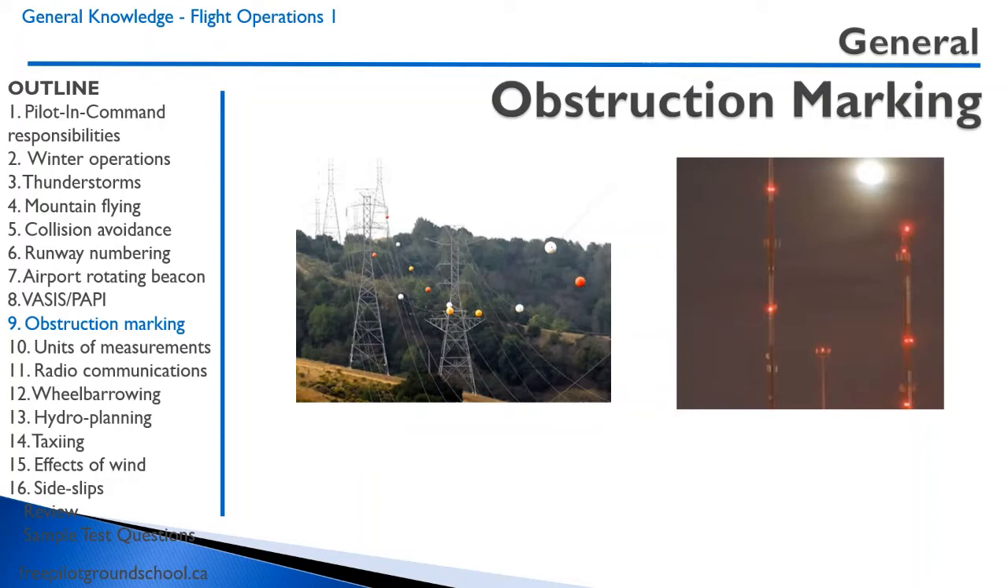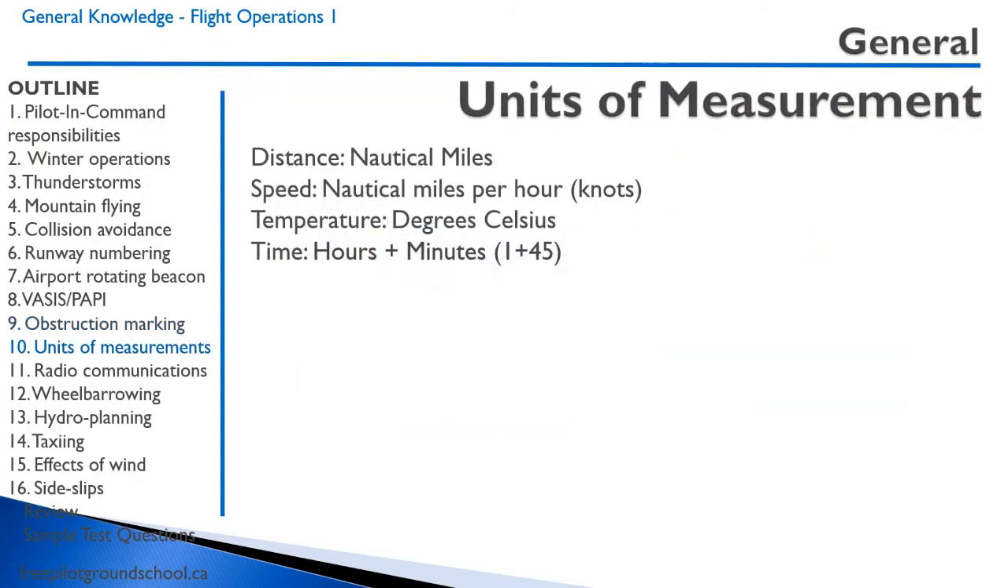You want to obviously stay above or well above the height of the towers. In aviation in North America, we use nautical miles for distance. Speed is in nautical miles per hour, also called knots. Temperature is given in degrees Celsius, and time is given in hours plus minutes, such as 1 plus 45 is obviously 1 hour, 45 minutes.